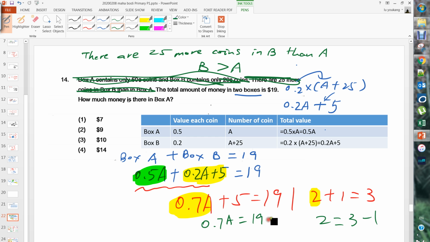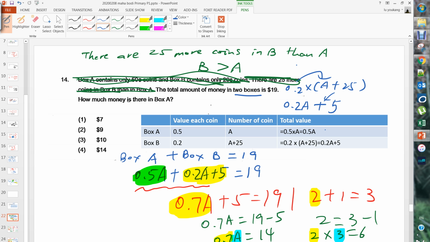Similarly, 0.7a is equal to 19 minus 5. So 0.7a is equal to 14. So a is equal to? So 2 times 3 is equal to 6. Give us a simple example. So 0.7 is your 2, A is your 3, then 14 is your 6. So now you need to find your A, so similarly, you need to find your 3.